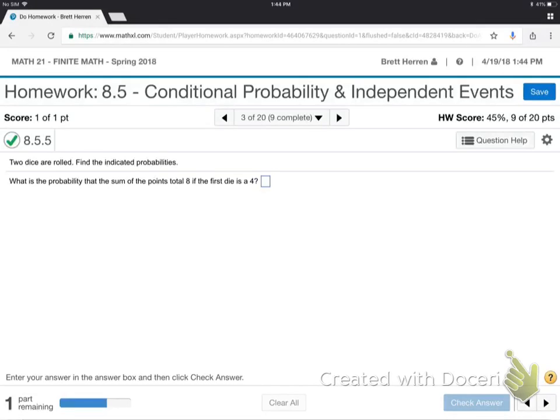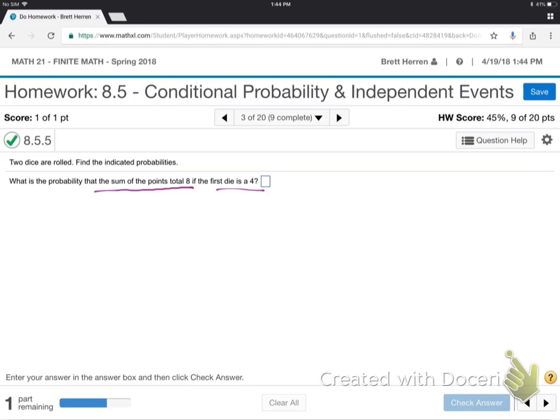So 2 dice are rolled. What is the probability that the sum of the points total 8 if the first die is a 4? So let me let you think about that. Write out what's possible there for me. Write out everything that's possible, that's what will really help you. What are they giving you? What's the given? What do we know for sure?